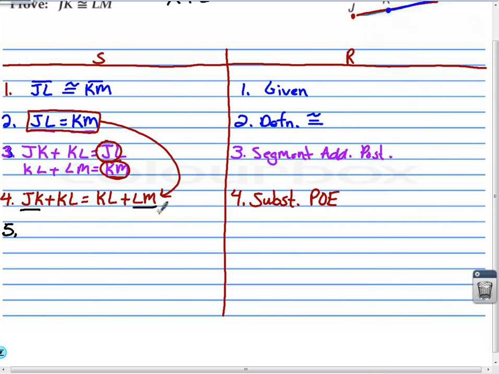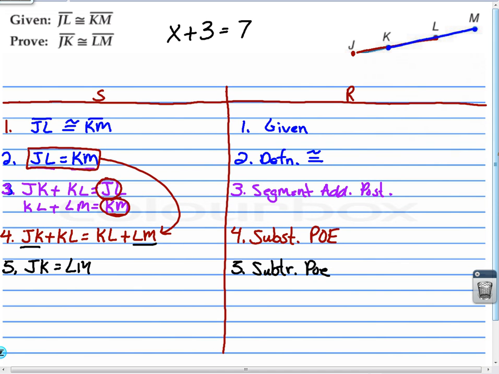Well, let's break it into pieces. Let's take KL off, and you're left with the smaller pieces being equal to each other then. You see how you can subtract this and kind of mark it out? We can now write JK is equal to LM if we subtract this off of both sides. Subtract KL from both sides by using the subtraction property of equality. But that's not what we're trying to prove. We have just proven that JK equals LM.